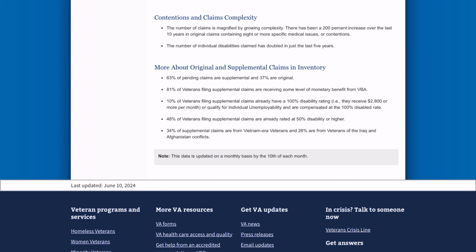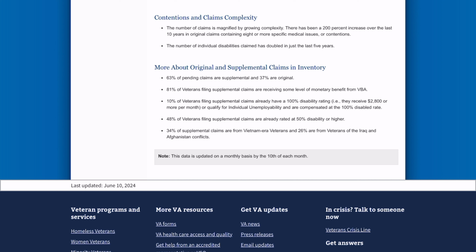10% of veterans filing supplemental claims already have 100% disability, or they qualify for the IU and are compensated at the 100% disabled rate. Now, I have my own opinion about this, but if you're filing a supplemental claim and you already have 100% disability, if it's permanent and total and you're 100%, you don't need to file those claims anymore, honestly. You need to get in and get seen by the healthcare, just to make sure that you're being taken care of. But, leave your comments below.